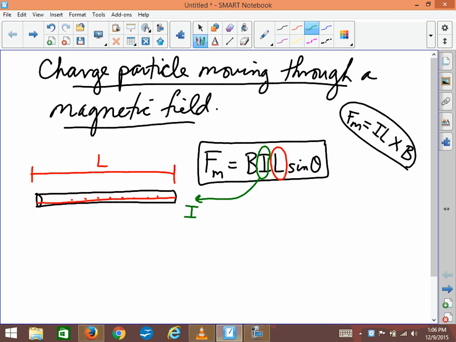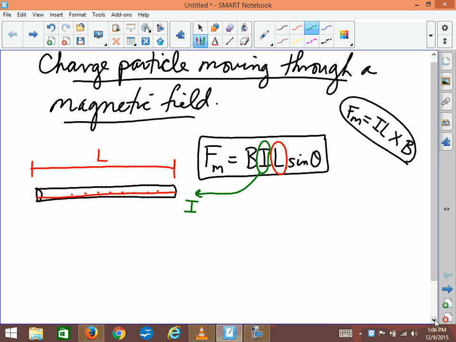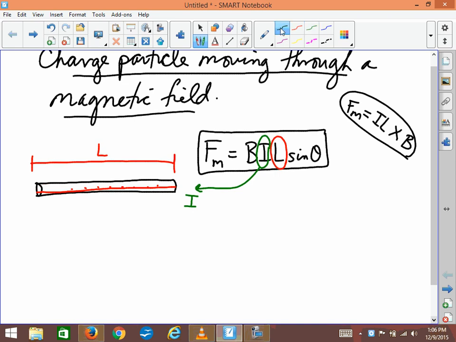Okay. If we look at the idea of a simple charged particle, so what if instead of a current through a wire, we just had a single particle with a charge Q? And we'll call it a positive particle for now, so it's the same as the conventional current direction in the wire. And let's say it's just shooting through the magnetic field. Well, how would we describe the force on that charged particle? It's not quite the same.